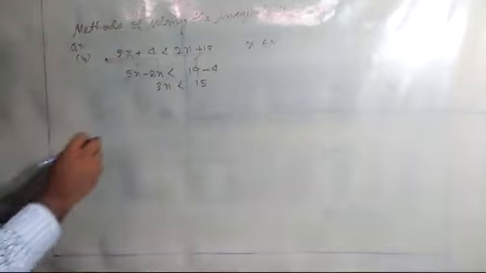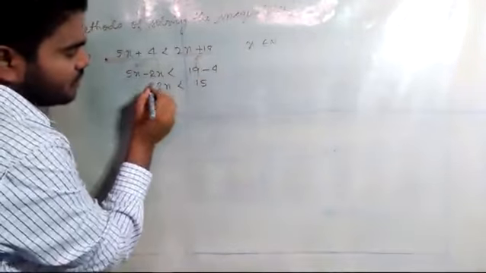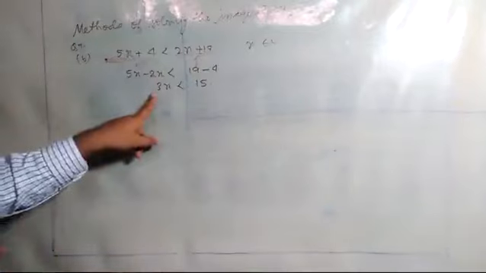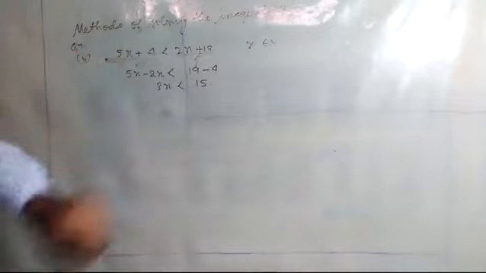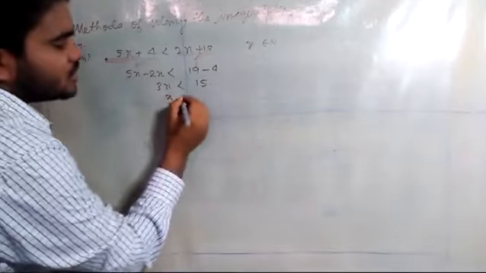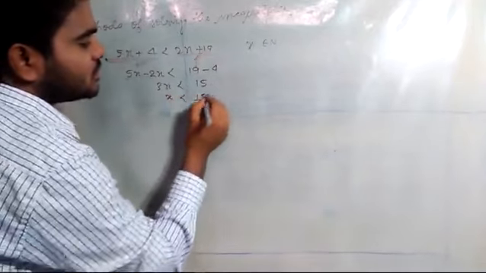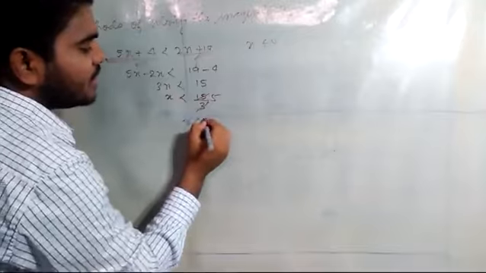Correct? Now here comes the division. This is a positive number 3. I have told you, when you divide by a positive number on either side, there will not be any change of sign. So you write x less than 15 by 3. 3 fives are 15. x is less than 5.